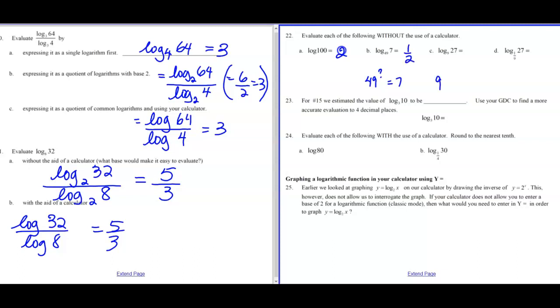Okay, 9 to the what gives you 27? So that one, you're going to have to do a square root and then cubing, right? So that's 3 over 2. This one you might want to show with a new base, base 3. So that's going to be 3 over 2.